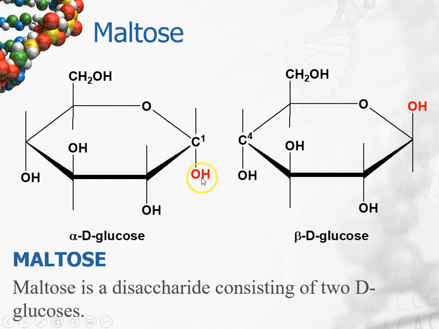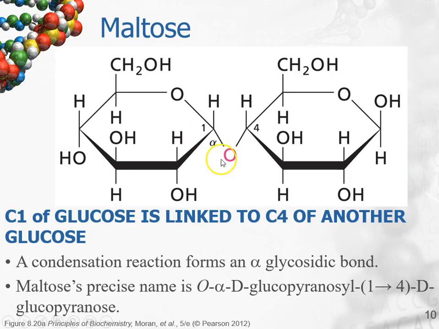And what I'm going to do is form a glycosidic bond between the 2 of them. So I'm going to take off this OH and that H, and that will give me water, and that's what I get. So that's my structure of maltose. Maltose is a common name. It is a condensation reaction, and we refer to this bond right here as an alpha glycosidic bond.